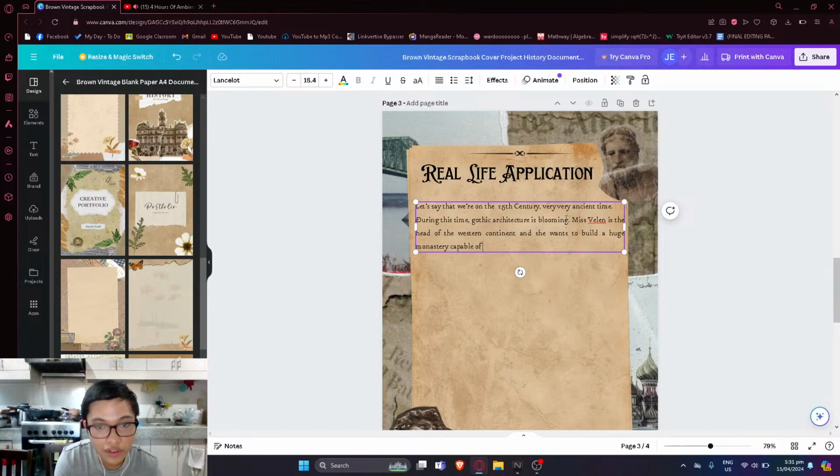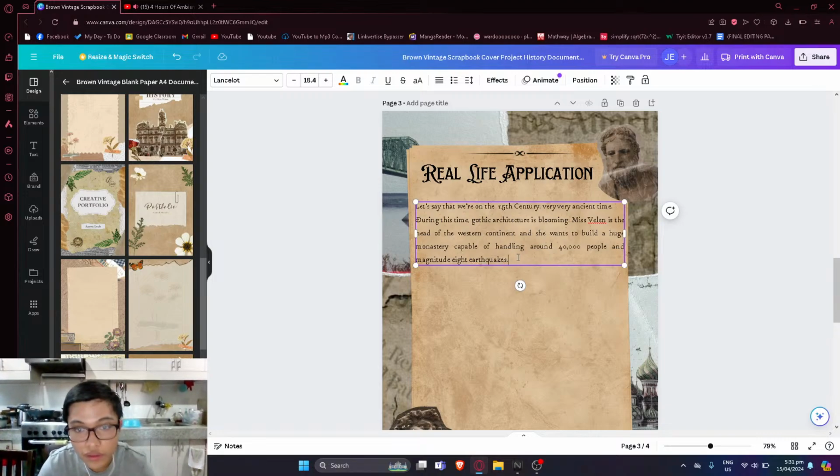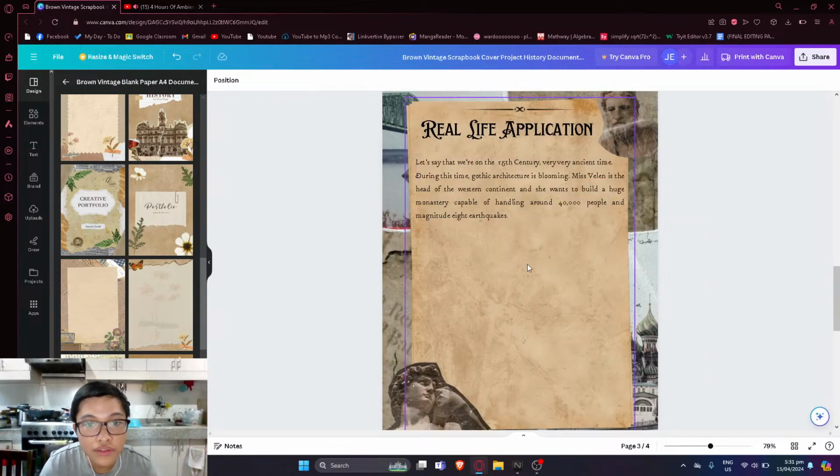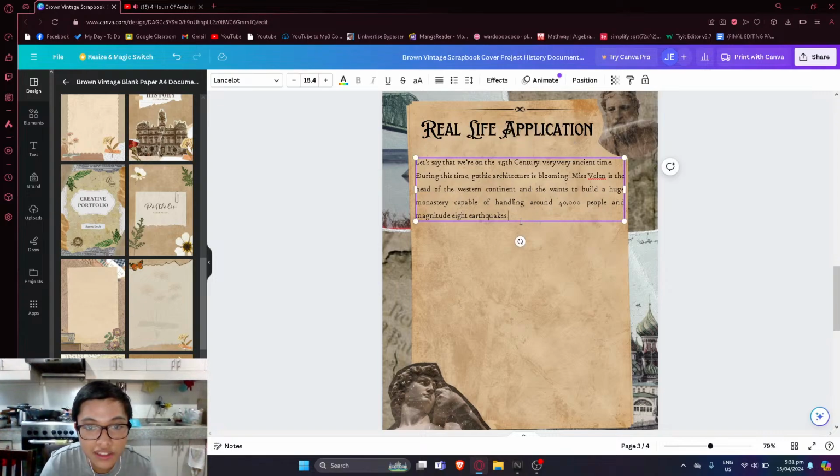capable of handling around 40,000 people and magnitude 8 earthquakes. And so we have that. Oops, wrong spelling. Miss Velen is the head of the Western continent, and she wants to build a huge monastery capable of handling around 40,000 people and magnitude 8 earthquakes.